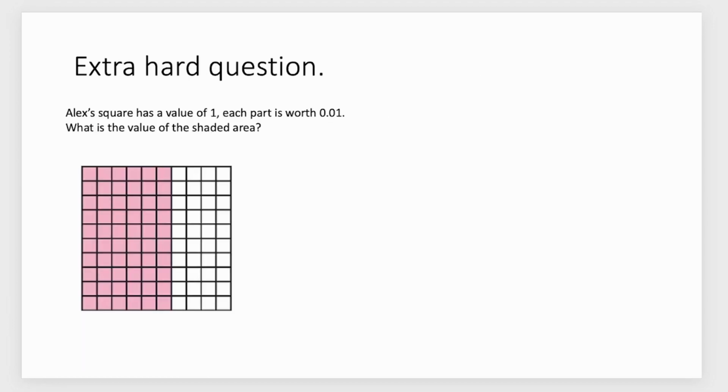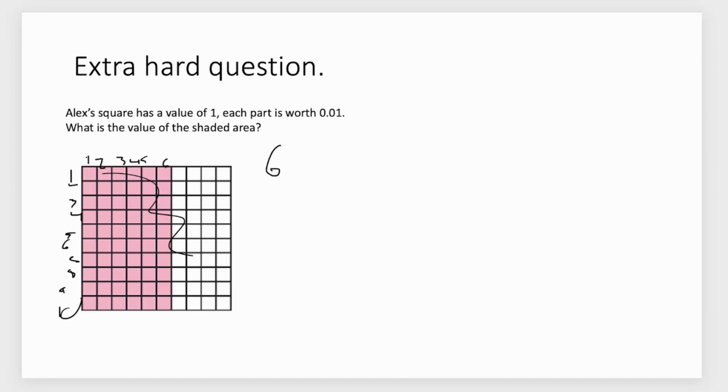And just some further harder questions here. So Alex's square has a value of 1. So this whole square has a value of 1. Each part is worth 0.01. What is the value of the shaded area? So to work this out, we're just going to count how many rows we have here. So we have 1, 2, 3, 4, 5, and 6. And how many columns do we have? 1, 2, 3, 4, 5, 6, 7, 8, 9, and 10. So we have 6 rows and 10 columns. So there's 10 per row.